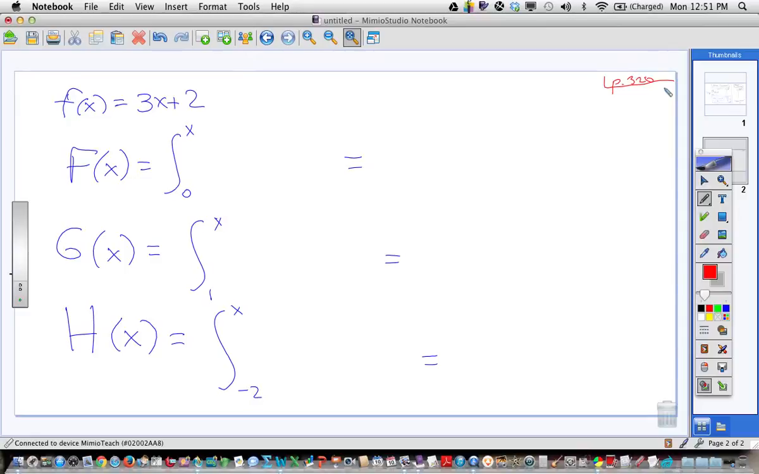Okay, so this is page 320, number 21. And they've given us this function. Now they put little f in here. I'm going to go ahead and write it in just to remind you that, okay, these should be t's. So I'm going to write them out this way.